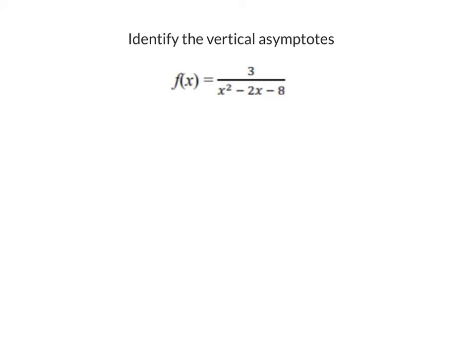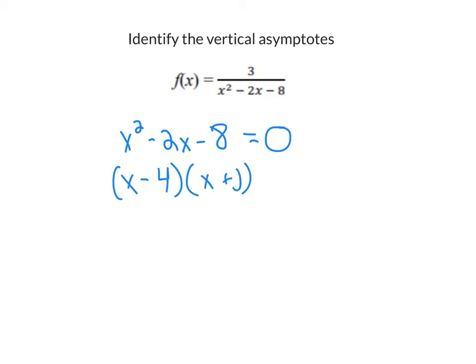In this next example, it's a little bit more complicated. We're asked to identify the vertical asymptotes. So again, we take our denominator, which is x squared minus 2x minus 8, and we set this equal to 0 and solve. This is a quadratic equation, so we would like to try to factor it if we can, which looks like it is easily factored to (x minus 4)(x plus 2). Then, remember, we can use the zero product property by setting x minus 4 equal to 0, and x plus 2 equal to 0.